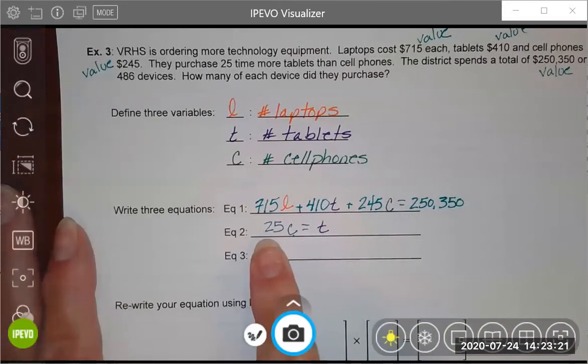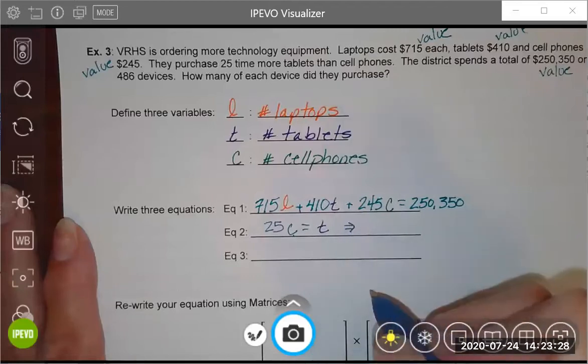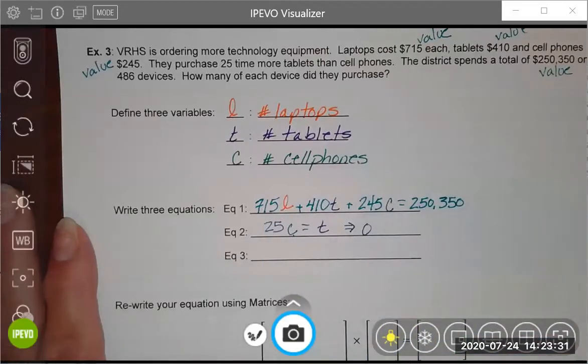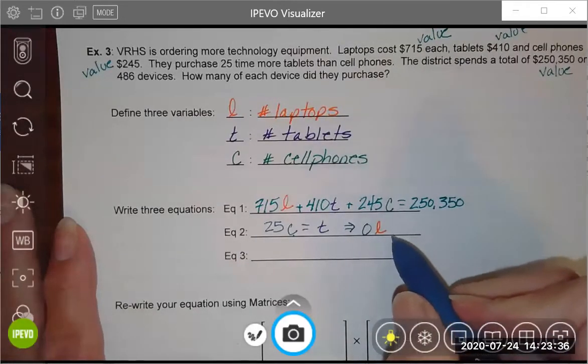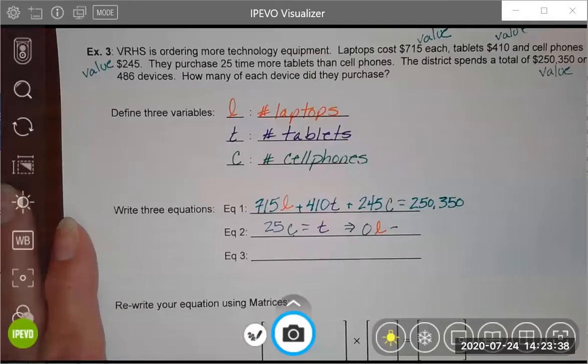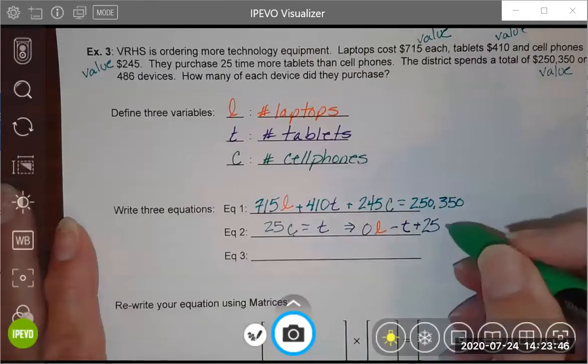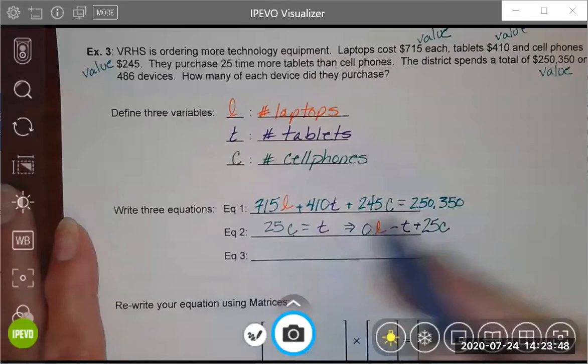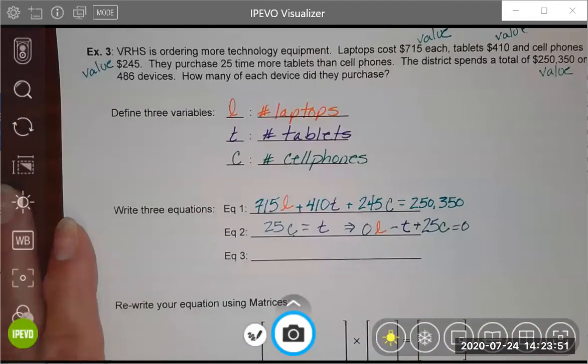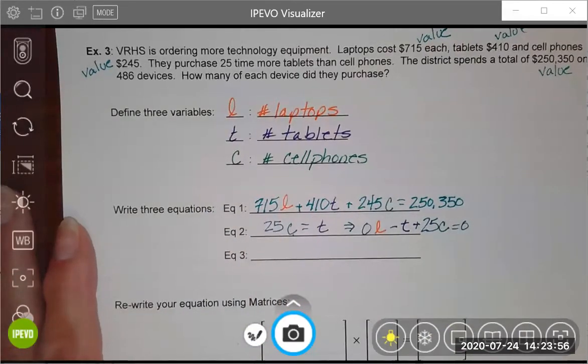That equation is not in standard form, and it has absolutely nothing to do with laptops. So I need to rewrite it in standard form, which I'm going to take a moment and do. And that would be 0 laptops, and that would be a minus 1 tablet, plus the 25 cell phones. And because I'm subtracting t from both sides now, my right side is just 0. So that's in standard form, and it matches the order of my variables up here. One reason that color is nice.